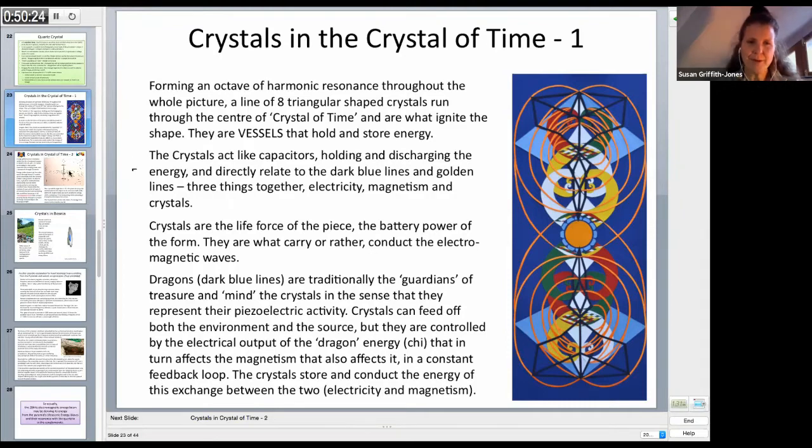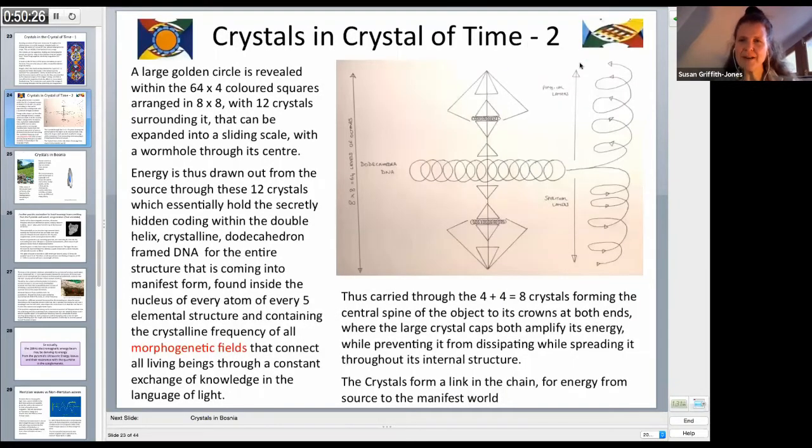So here we have the crystals in the crystal of time. If you see this large golden circle, I've put these 2 pictures of the top left and the top right. A large golden circle is revealed within the 64 colored squares. So you see the 4 different colors of the squares are arranged in this pattern like a chessboard, 8 by 8.